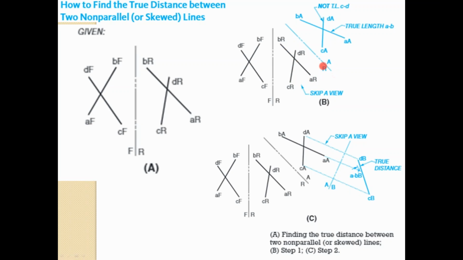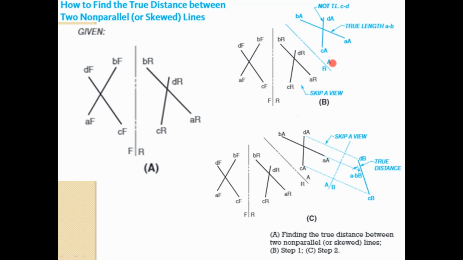you can see this is the true length of AB, but it's not this. Why? That's because whenever you draw the auxiliary view, when one line is parallel to the fold line, that means that's the true length. If it's not parallel, then it's not the true length. For this case, CD is not the true length.